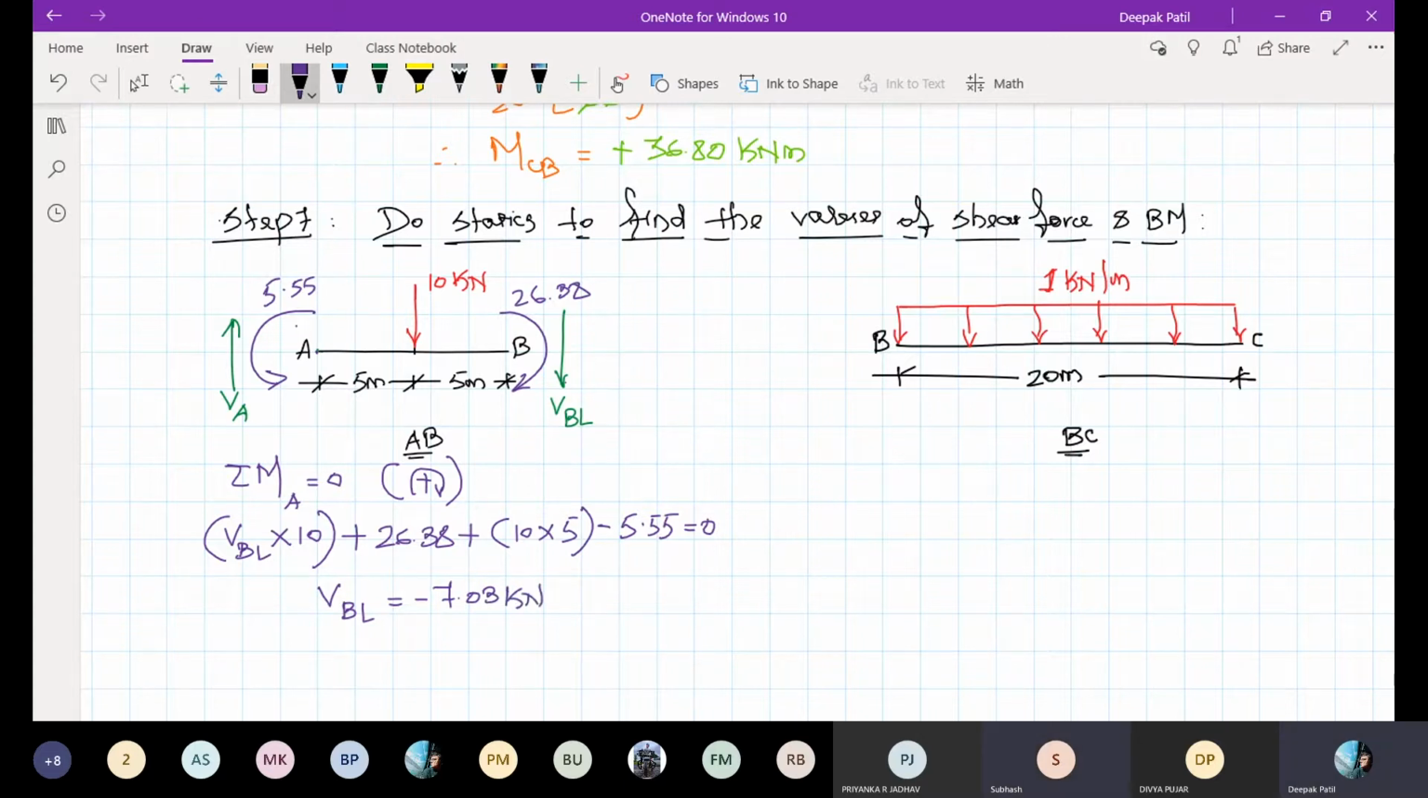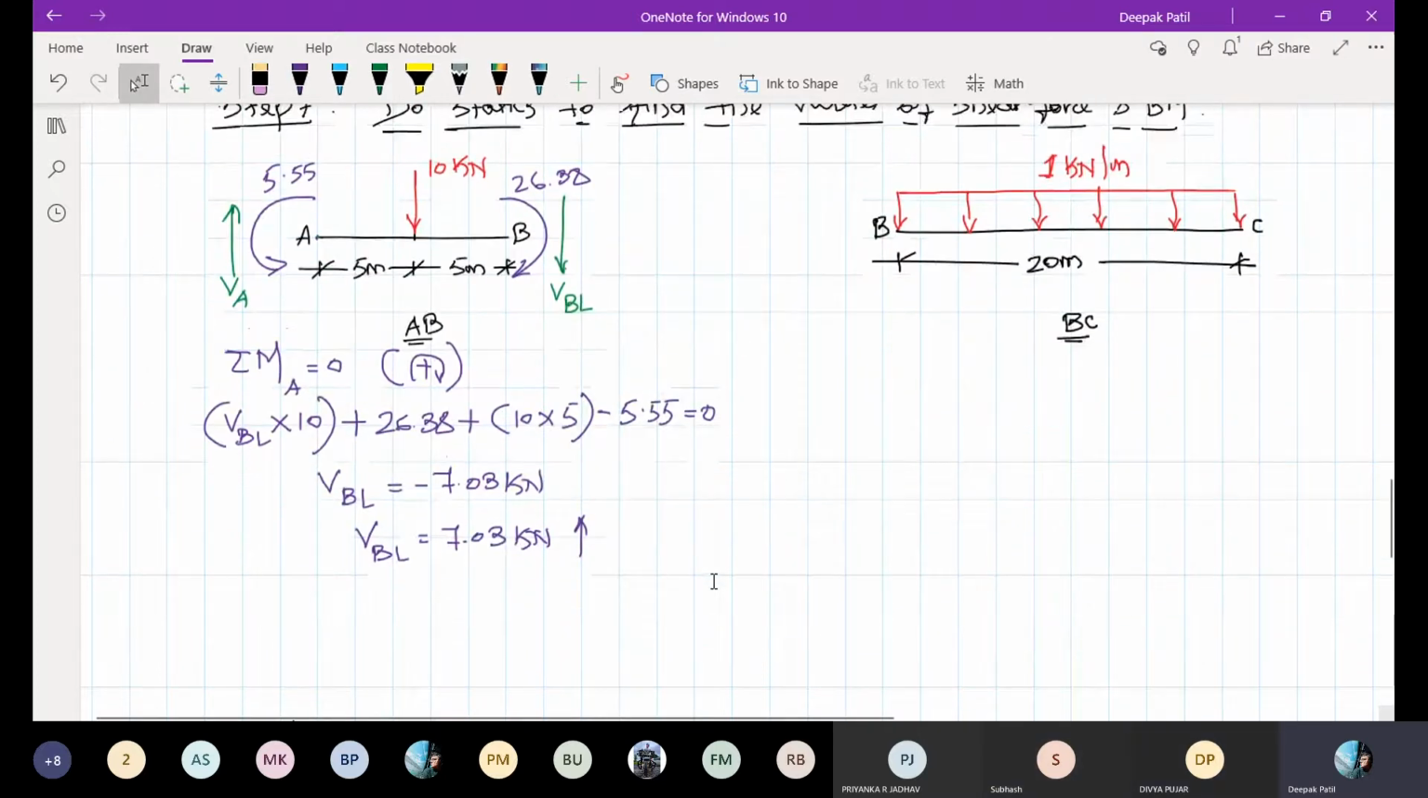Is that okay? Yes. What does this minus sign indicate? What is it telling you, people? Our assumption is wrong. Yes, your assumption of VBL downwards is wrong. Instead, it is upwards. So let me rewrite that here: 7.03 kilonewtons, and it is upwards. Is that okay? Clear? Right.